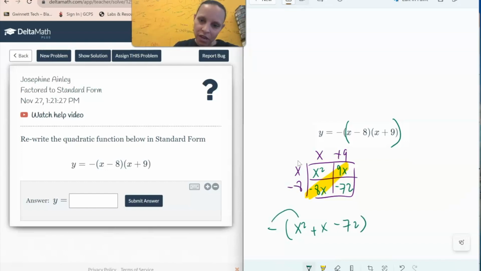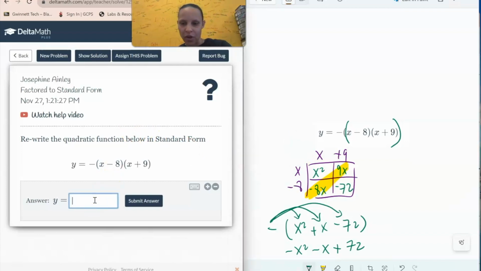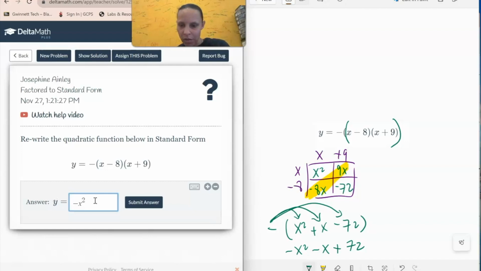So last step is to go ahead and distribute. This is going to be negative x squared. Distribute it to there. Negative times a positive is negative. Negative times a negative is positive. Okay. Then once you have your answer, go ahead and write it out. There's nothing else to distribute. There's no parentheses left. Just make sure that you type out exactly what you have on your paper. Just double check your answers to be careful.